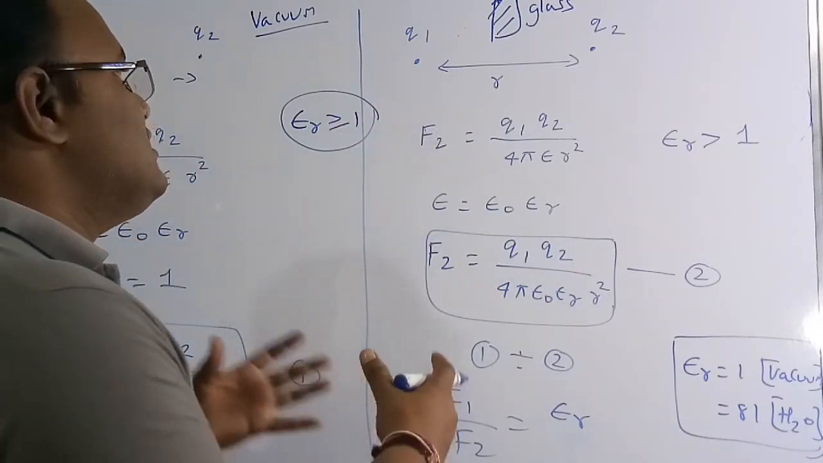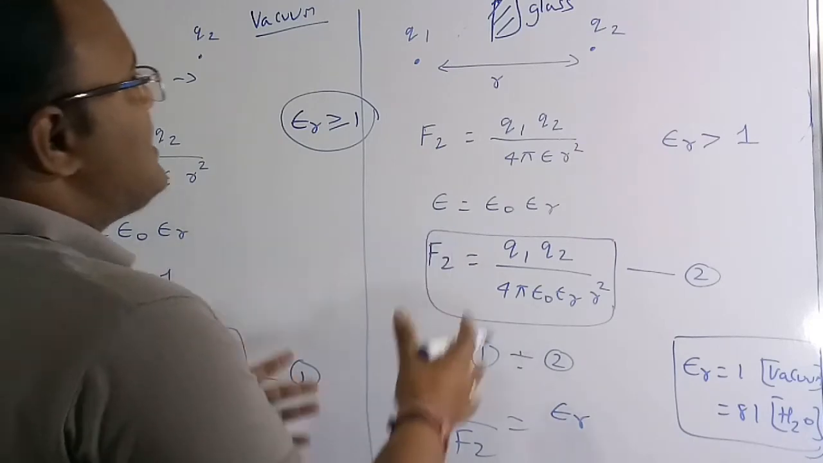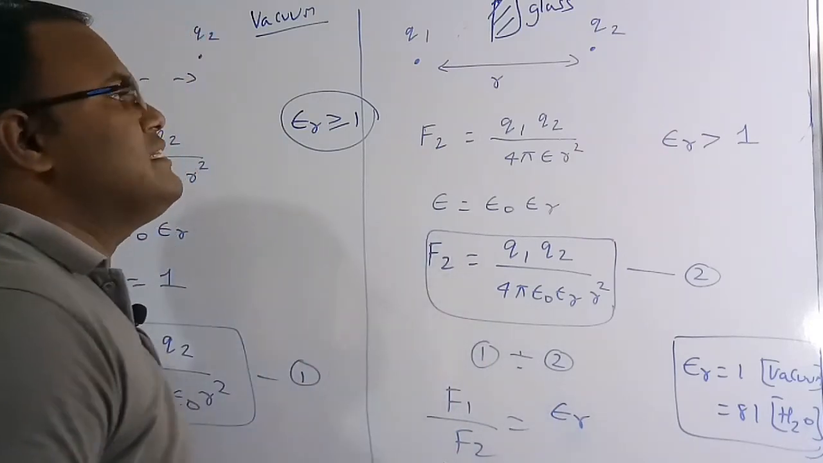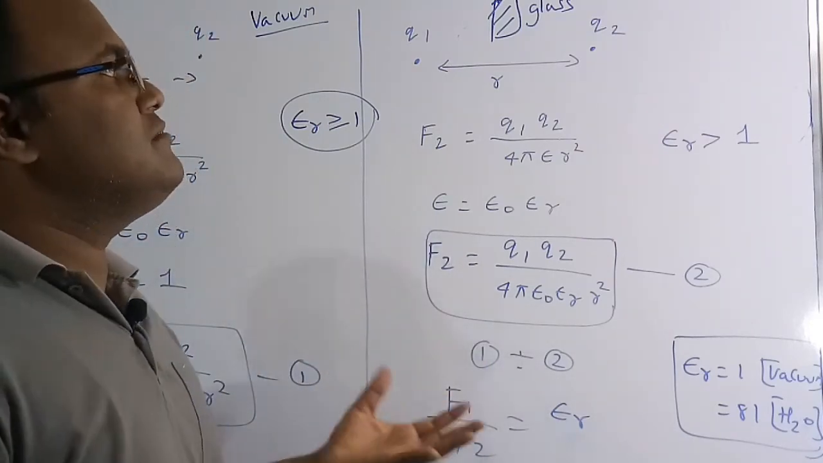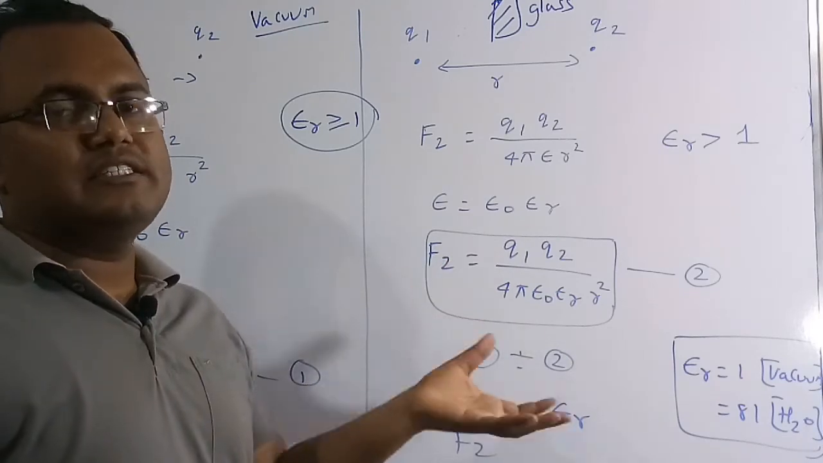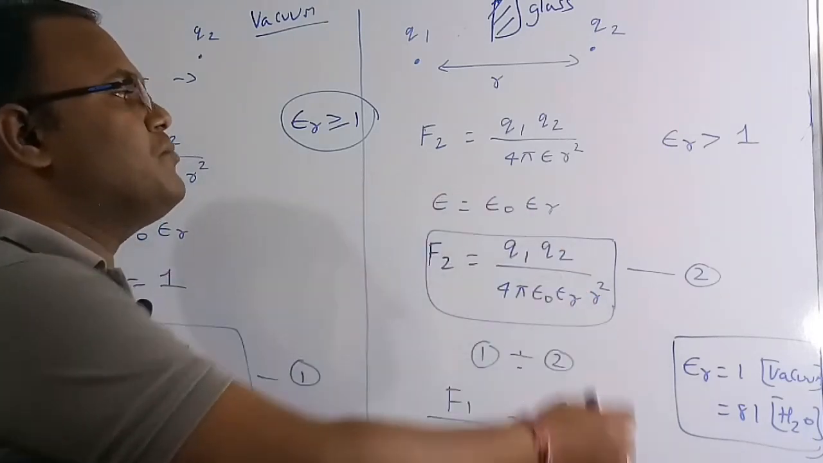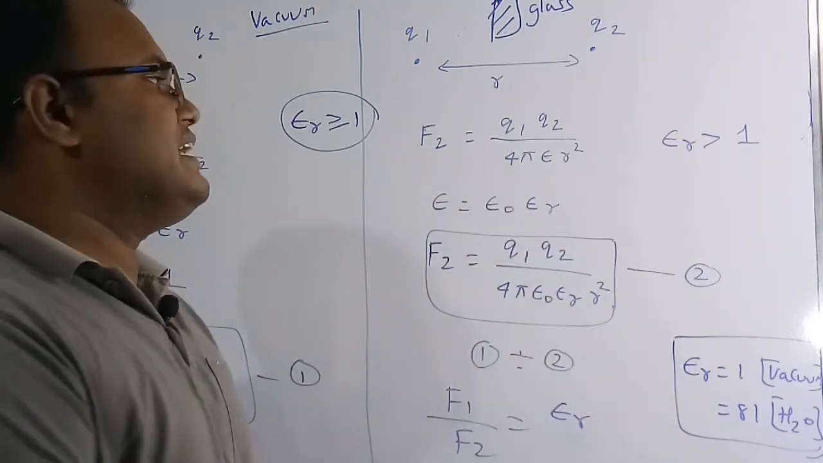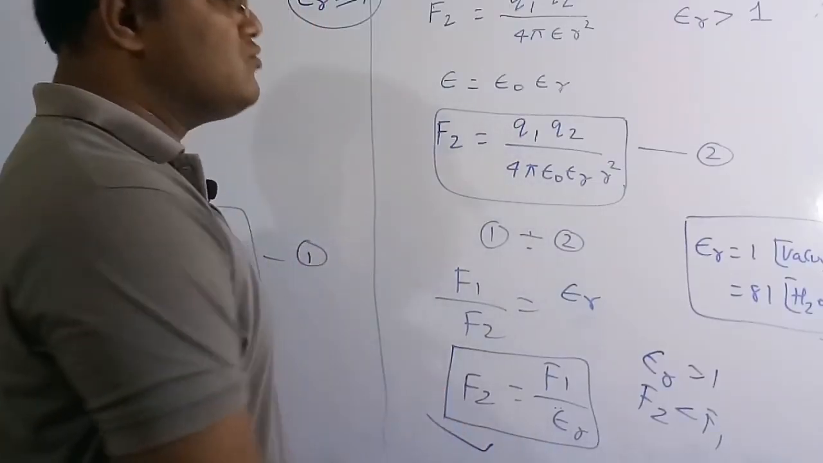This is the reason that if you keep a glass between the charges, the force value will decrease, because the relative permittivity or the dielectric constant increases. Therefore they are inversely proportional. So the force is going to decrease. Decrease is the correct solution of this question.